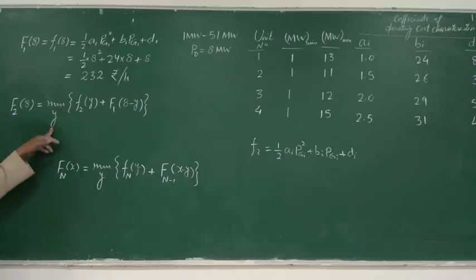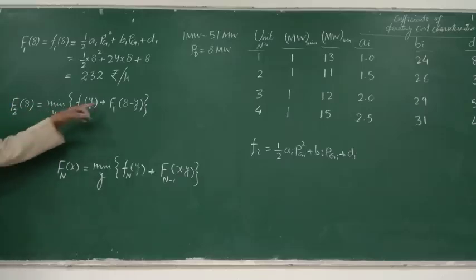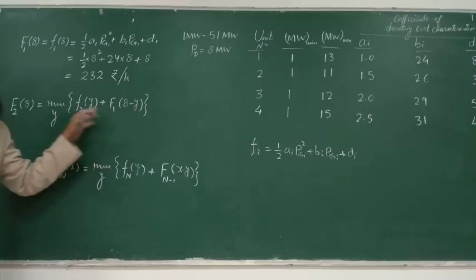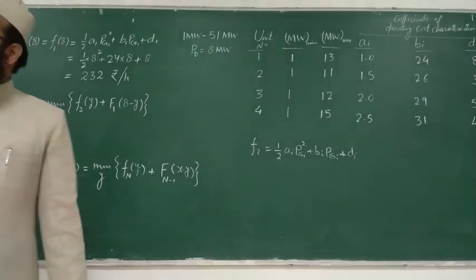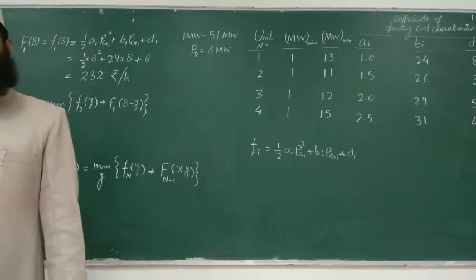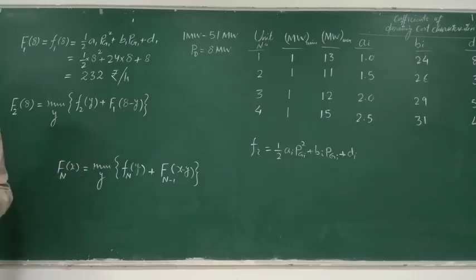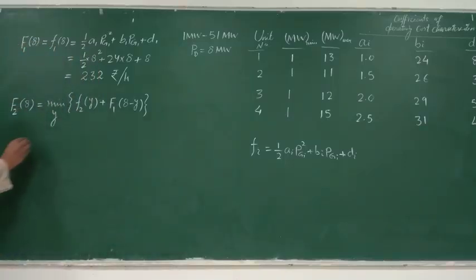So this is the variable y. What is this? Generating y megawatt from the second unit, and the remaining will be 8 minus y. And what is this? The minimum cost of generating 8 minus y by the first unit. So what will be the value of y? We have selected a step of 1, so y will be 1 megawatt, then 2 megawatt. Once y is 1, this will be 7. Okay, we will write it. Have you noted down this? Yes. Okay.